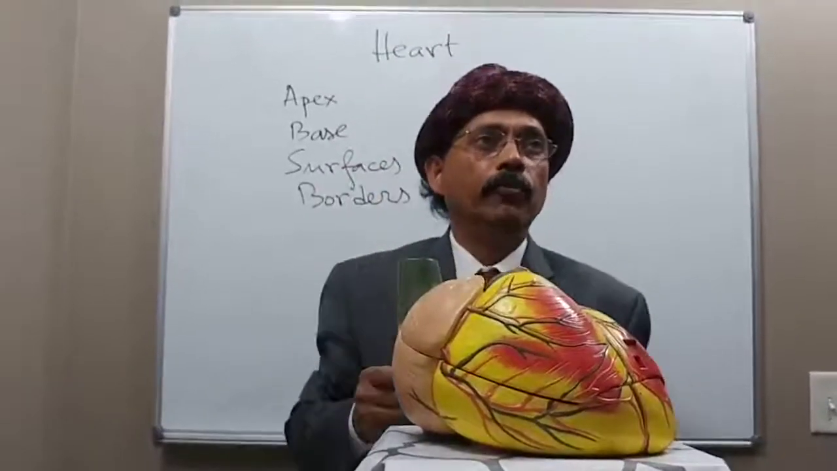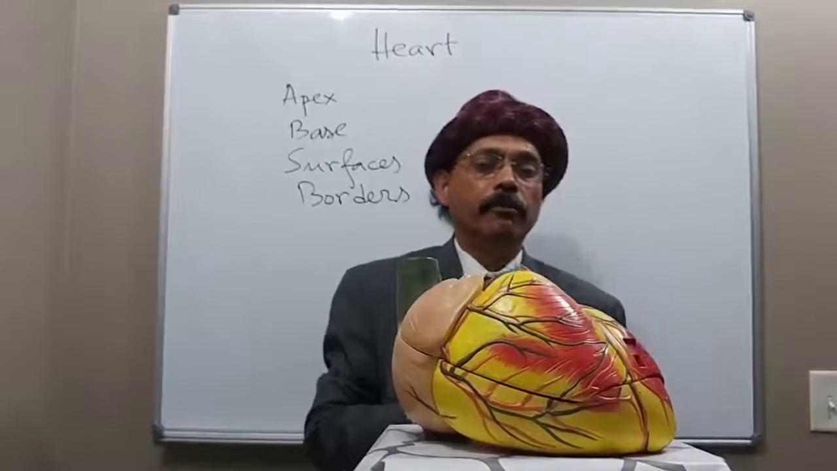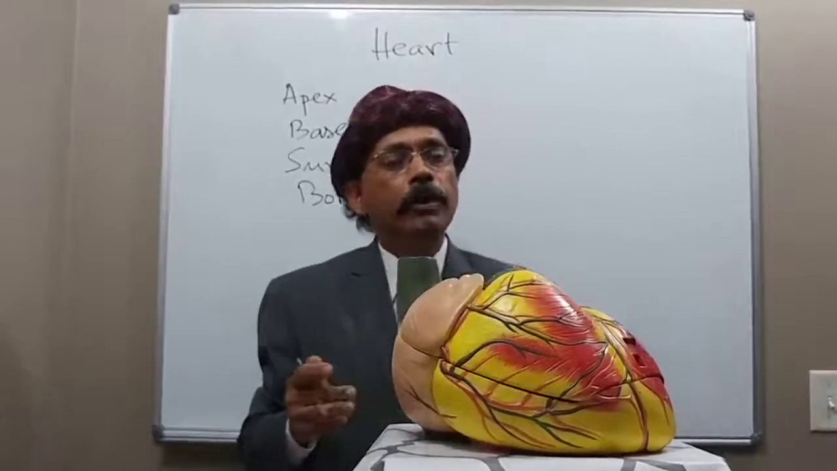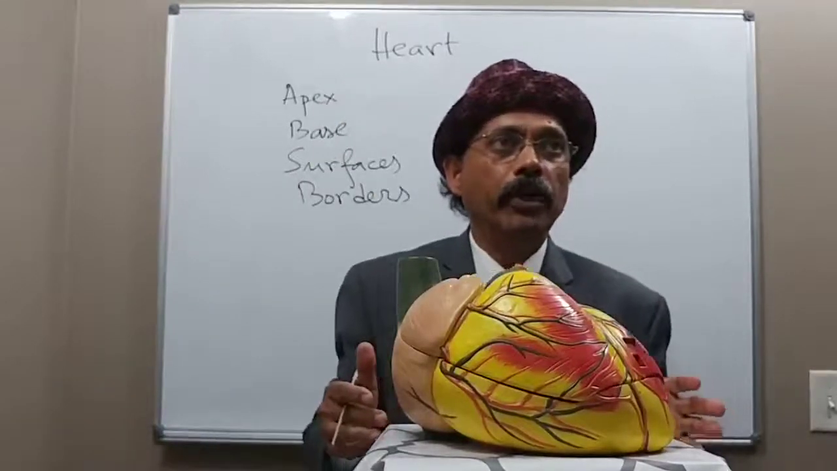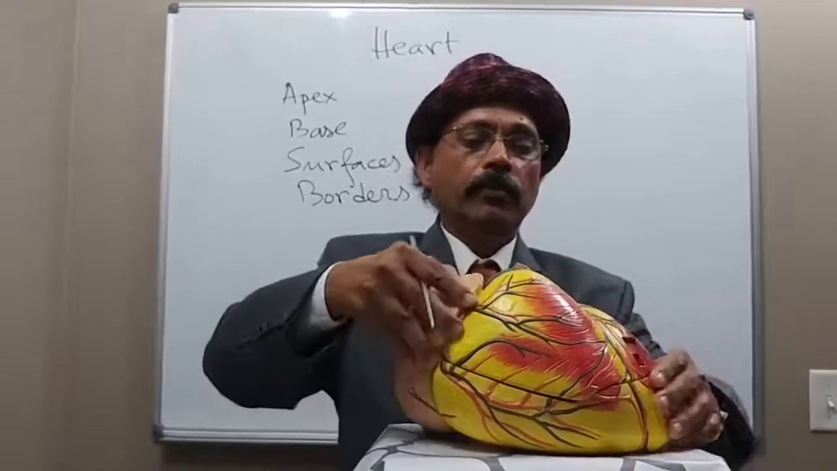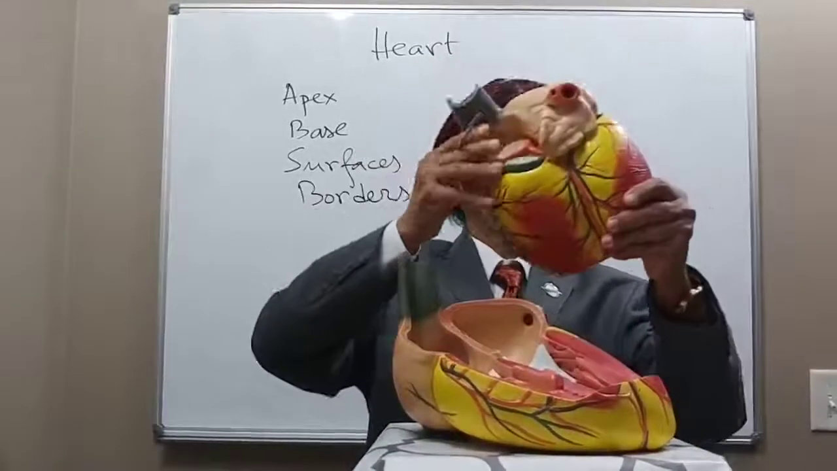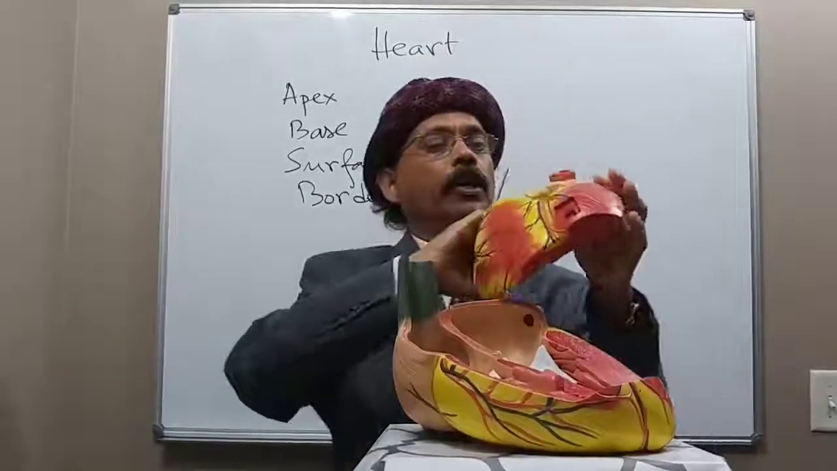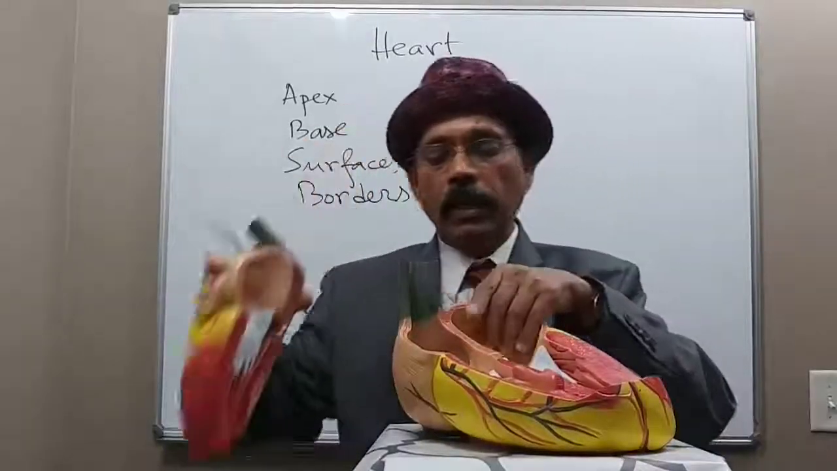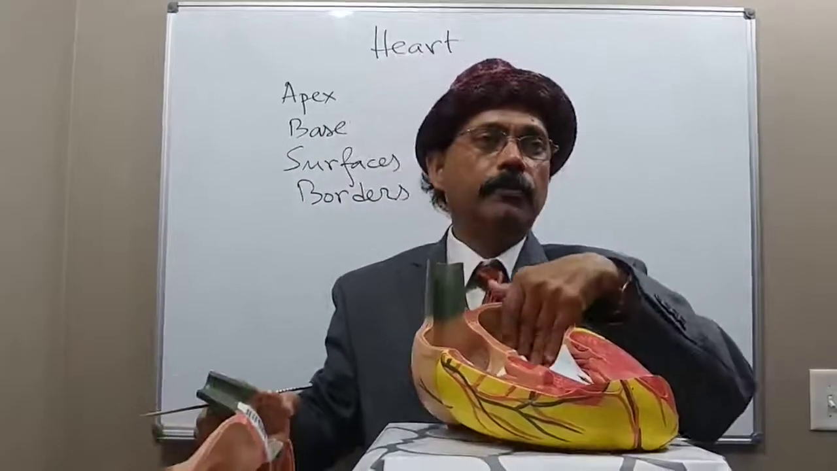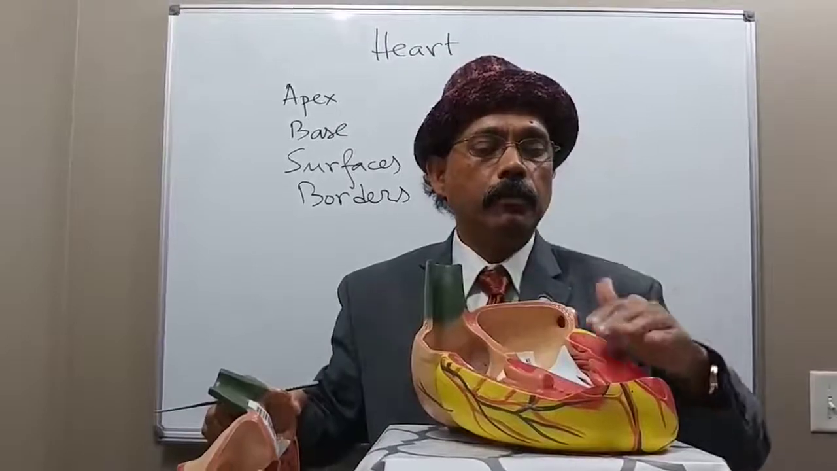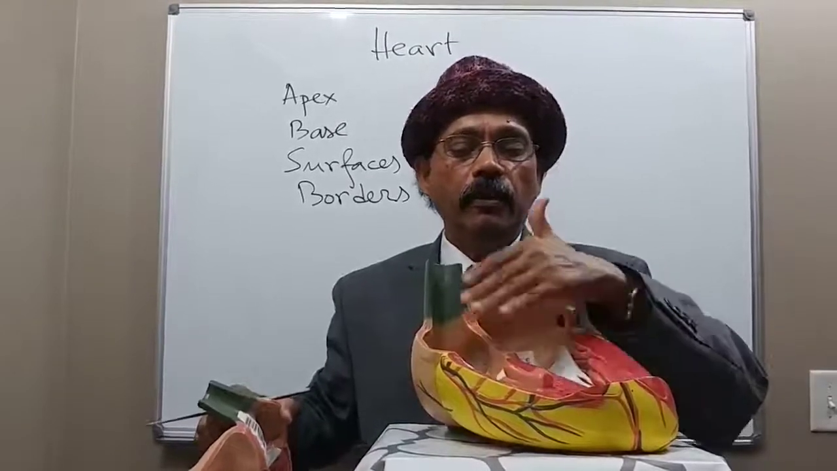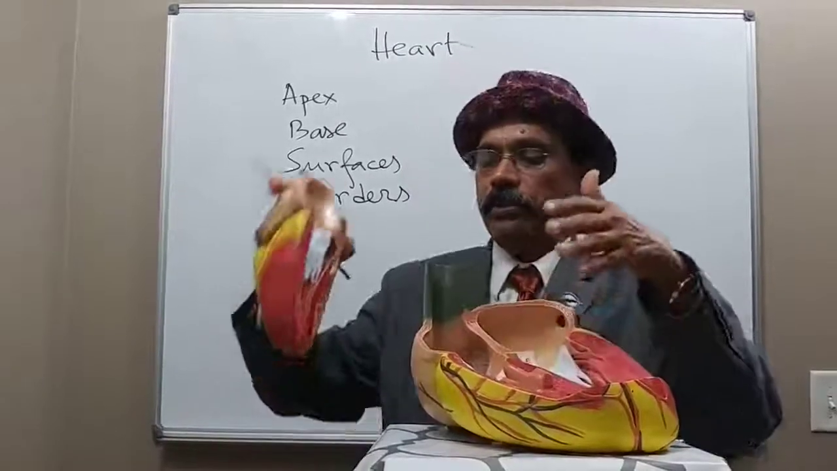So we got superior vena cava, inferior vena cava. Now we go inside the chambers of the heart. Okay, so we have 4 chambers. Here we have the left atrium, left ventricle, right atrium, right ventricle.